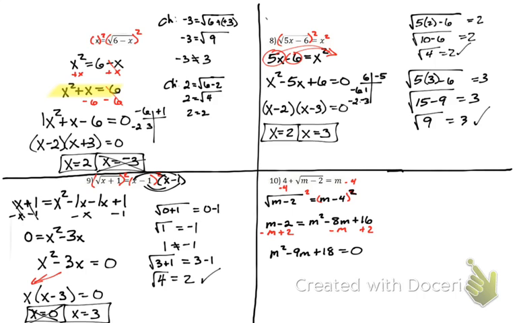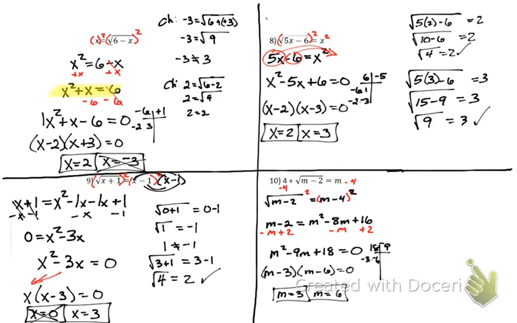This one factors also. Factors of 18 that give you negative 9 are negative 3 and negative 6. So I've got m minus 3 times m minus 6 equals 0. So m equals 3 and m equals 6.